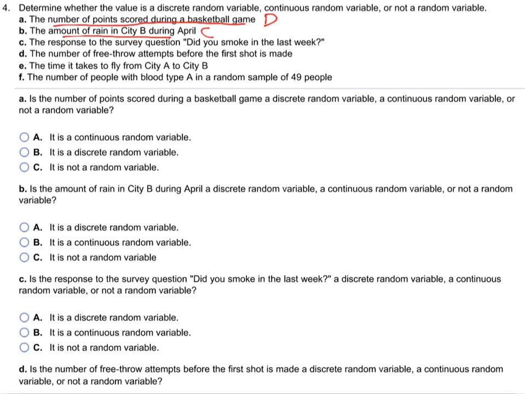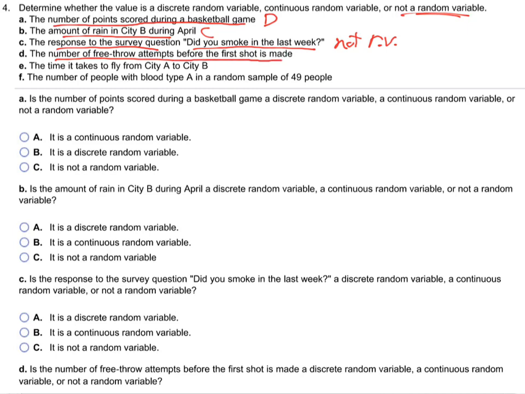The response to the survey: did you smoke in the last week? That's not even a random variable. Remember, it's got to be a number. Random variables have to be a number, not a yes/no question. That's what they're testing there. So it's discrete, continuous, or not even a random variable. They have to be numbers. It has to be a number answer. They could have asked, how many times did you smoke in the last week? That would have been a random variable. It's got to be a number.